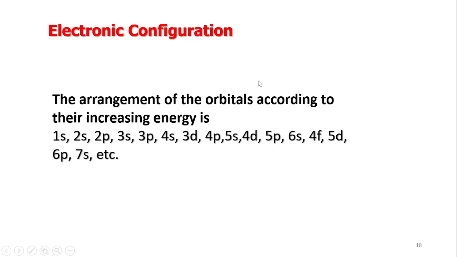So the arrangement of the orbitals according to their increasing energy is 1s, 2s, 2p, 3s, 3p, 4s, 3d, 4p, 5s, 4d, 5p, 6s, 4f, 5d, 6p, 7s. We need to understand this, which indicates that the electrons completely fill one orbital before moving on to the next one, and the next, like that. And here is the increasing energy order: 1s, 2s, 2p, 3s, 3p, 4s. So we need to understand that.